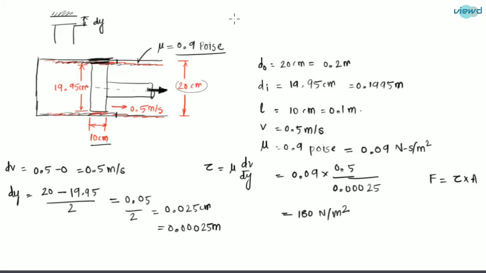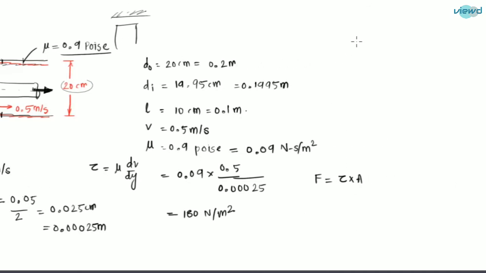In any case, the movable plate or the movable piston area needed to be considered. So here we need to consider the diameter as 19.95. So what will be the area? The piston looks like this. So what will be this area? This area, the circumference area, is in contact with that oil or fluid. So what will be that area?